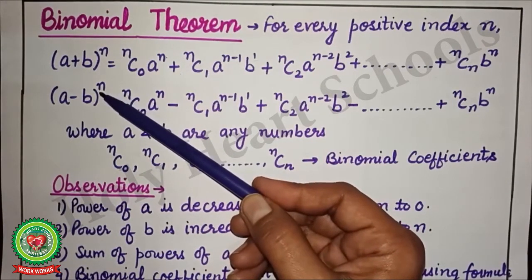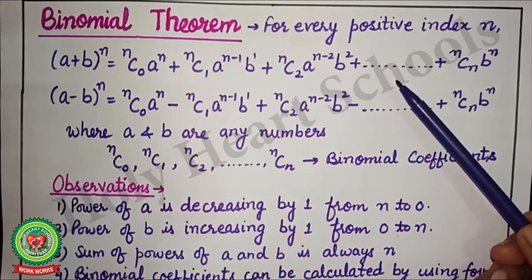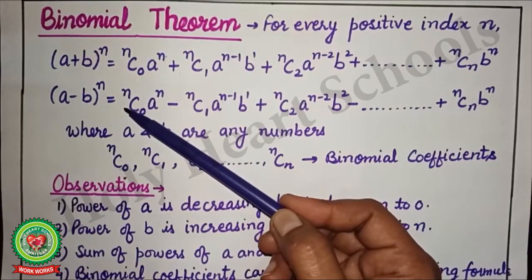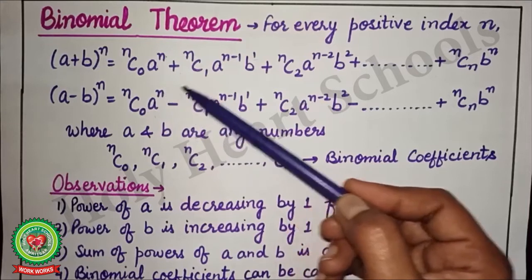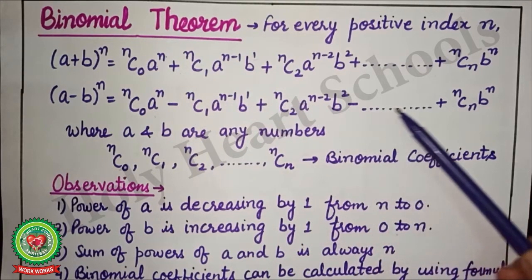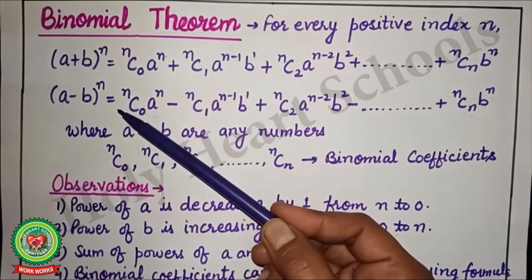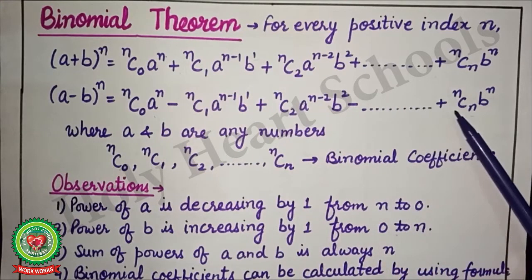then its expansion will be same as (a + b)^n, only the alternate signs will change. We will start with the plus sign. So write down the term same like this: nC0 a^n, nC1 a^(n-1) into b, and so on. Last term is also same. So we will start with the plus sign, that first is plus, then minus, plus, minus, and so on.